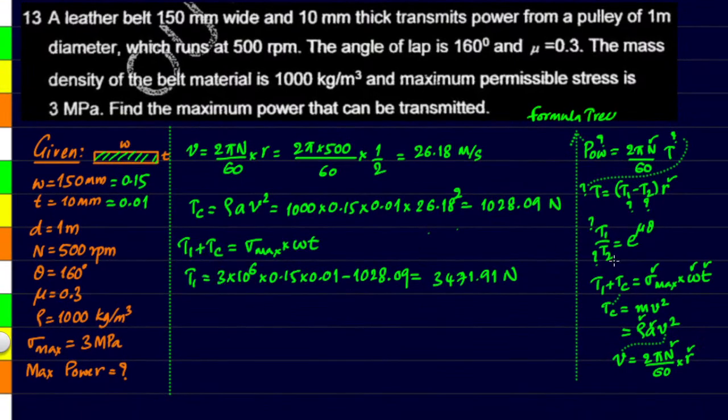Having known the tension on the tight side, we should proceed to find the tension on the slack side. So for that, we will be using this relation, T1 by T2 equals e power mu theta. So T1 value we know, 3471.91, and T2 we don't know, send it to the other side. E power 0.3 times theta. Theta, even though it's given as 160 degrees, we should not take it that way. We have to convert it into radians.